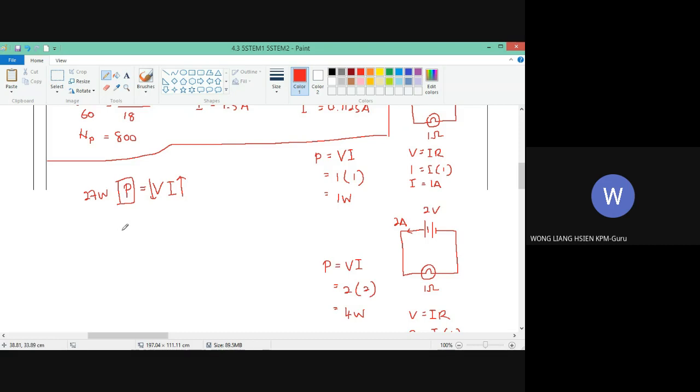So same thing also. If the power is fixed already, it cannot change. So when the voltage increases, the current will go down. So that is the same 27 watt. Can see or not? Okay, get the idea.